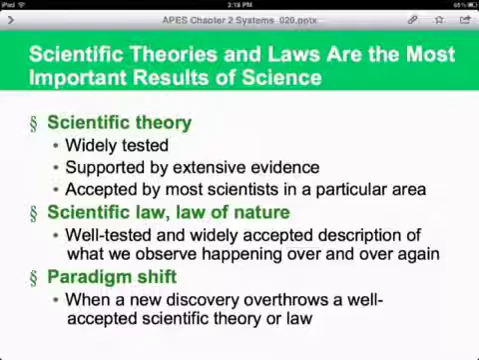A paradigm shift is what we call it when a major idea or a major theory is proven to be incorrect. An example of that would be the geocentric model of the solar system, where Earth was believed to be the center of the solar system, when in fact it was proved later that the sun is the center of the solar system. So that would be an example of a paradigm shift.